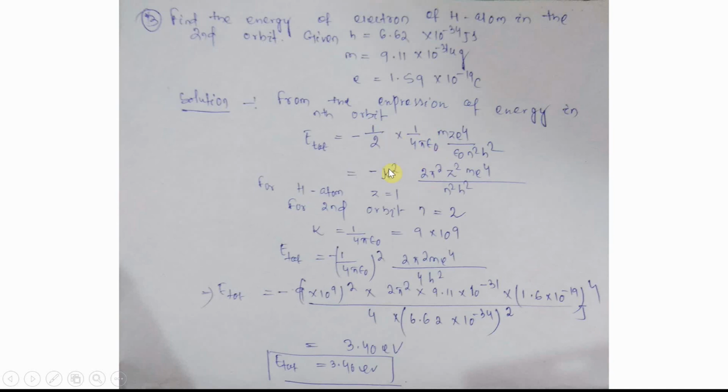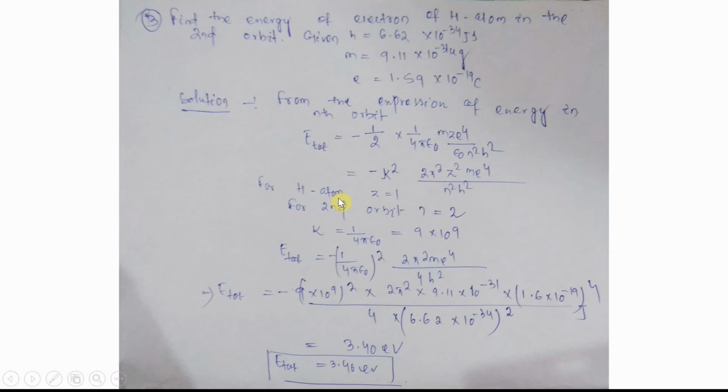This value we know and can put in, so it becomes 1 by 4 pi epsilon naught. Simply we have to take k square 2 pi square Z square m e to the fourth. This formula we can write like this, because k square means 1 by 4 square pi square epsilon naught square, and pi square we have multiplied here, and we have multiplied 2 here. You can get this value from the above equation by dividing and multiplying.